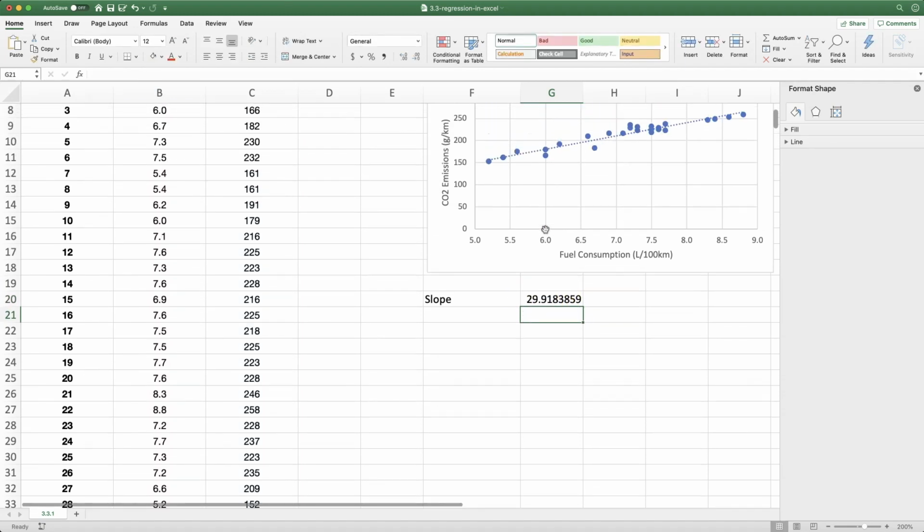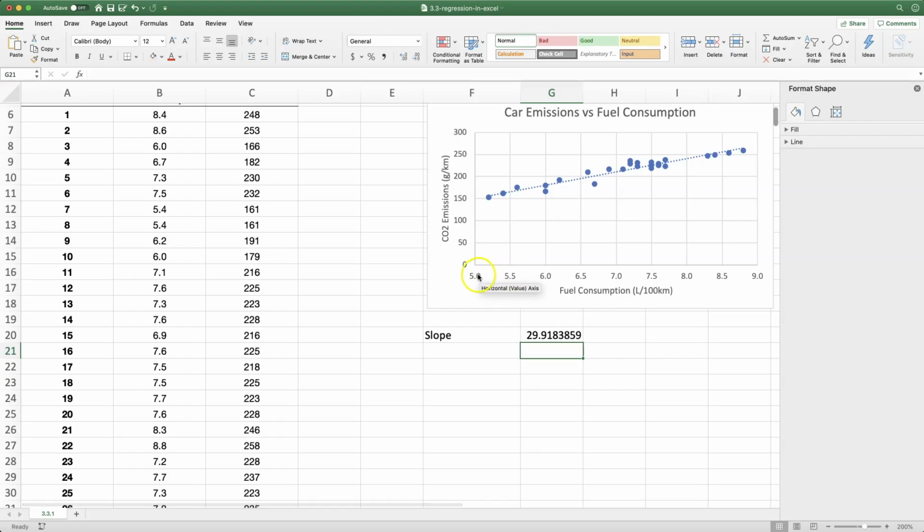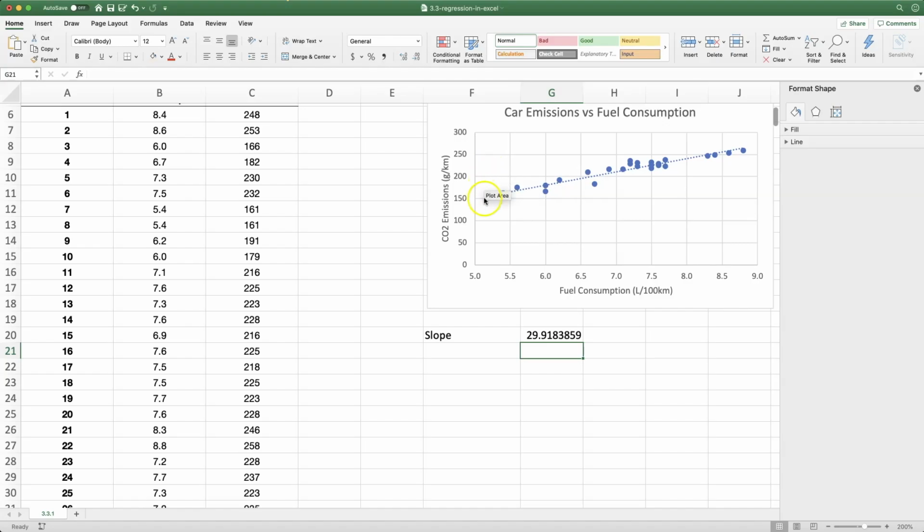The regression slope tells us when the fuel consumption goes up by 1, say from 5 to 6, how much do we predict the CO2 emissions will increase? In our case, it's about 30. Let's interpret this slope in full context. For each increase of 1 liter per 100 kilometers in fuel consumption, so when the X value increases by 1, we predict that a car's CO2 emissions will increase by about 29.9 grams per kilometer.